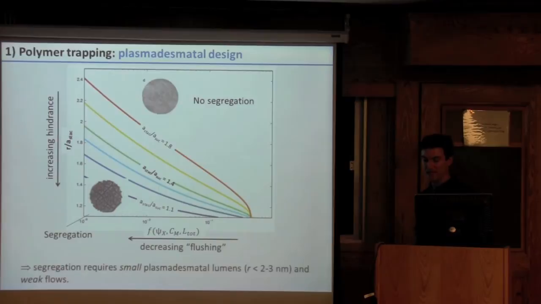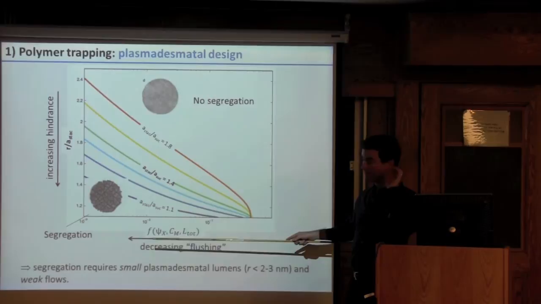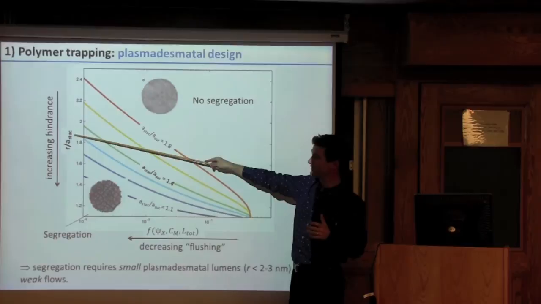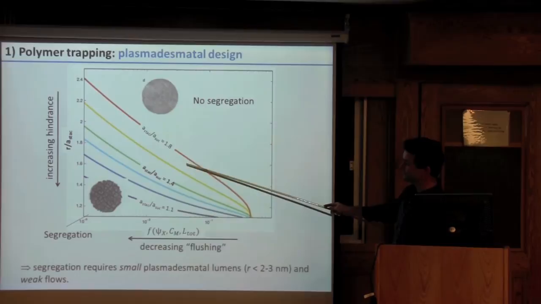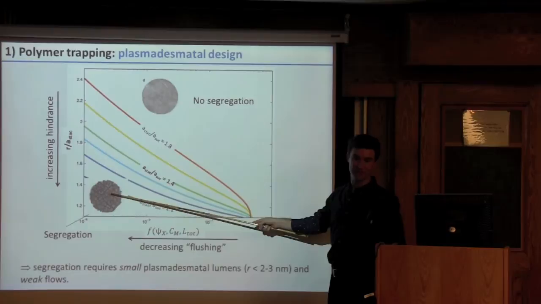So I'm going to summarize the findings of this in this state diagram. I'm bringing back our flushing parameter, keeping track of the importance of convection through from the xylem to the phloem, and keeping track of one non-dimensional geometrical piece of information, the pore size to the solute size. And these lines are boundaries between a huge sea of non-segregating cases and a very small set of parameters that give us segregation. This is what I mean by it's not easy to segregate.